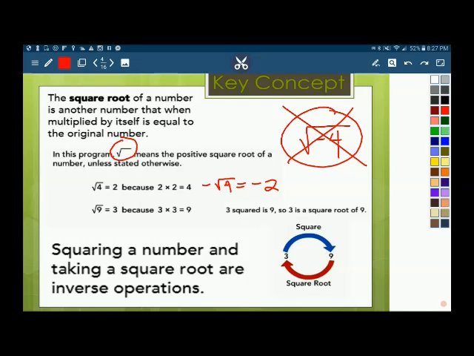Squaring a number and taking a square root are inverse operations. That's what my little diagram here is signifying. If you take the number 3 and you square it, you get 9. If you take the number 9 and take its square root, you get 3. They undo one another, kind of like addition is the inverse of subtraction and multiplication is the inverse of division.